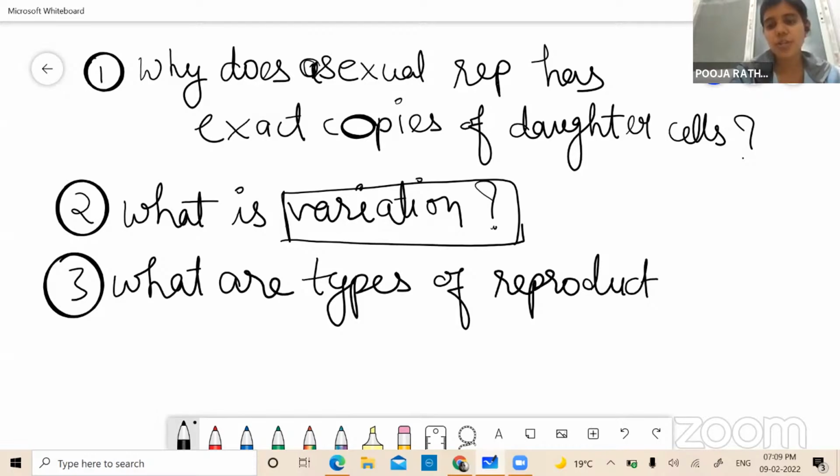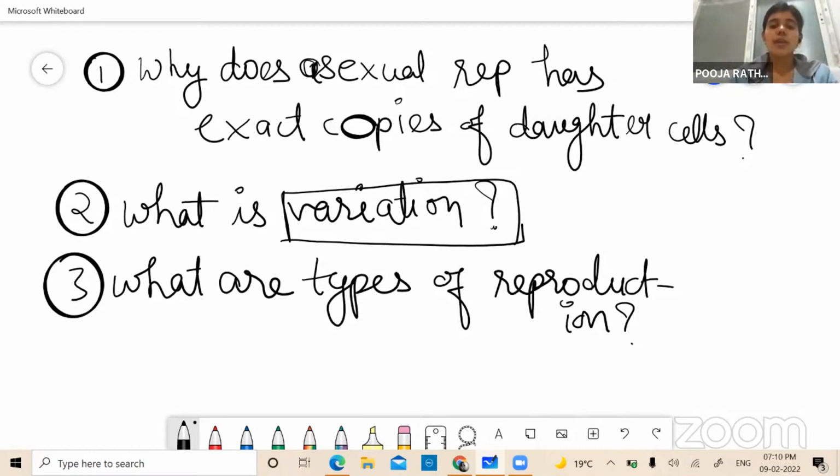What are the types of reproduction? Reproduction is mainly of two types: asexual reproduction and sexual reproduction. Asexual reproduction is one where a single parent is involved, and sexual reproduction is one where two parents are involved. In asexual reproduction, no variations can be seen, exact copies are made, and in sexual reproduction, variations can be seen as two parents are involved. So, something different could be seen in the daughter cells.